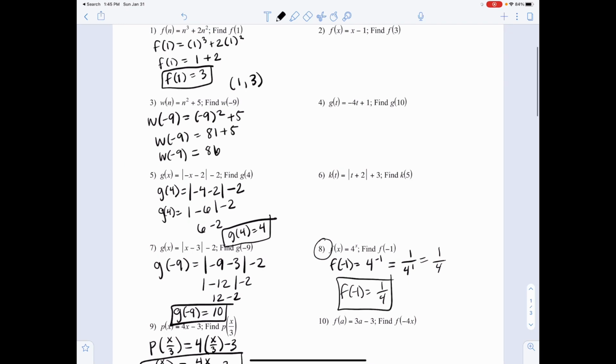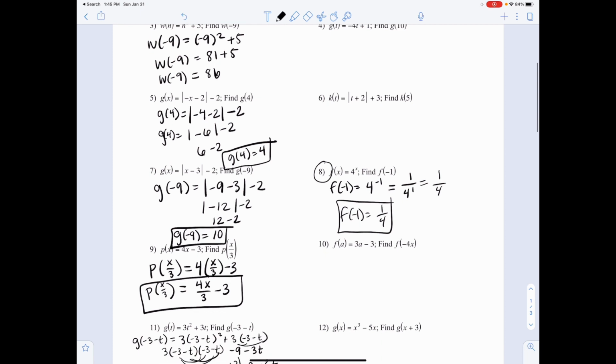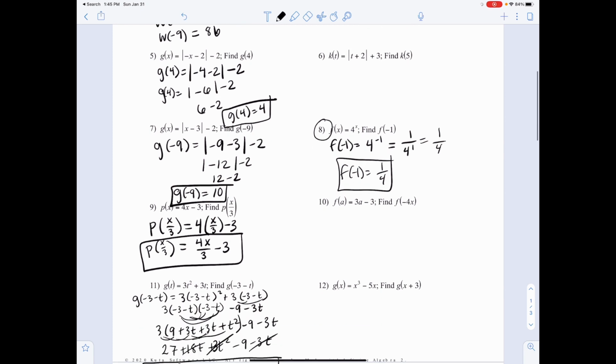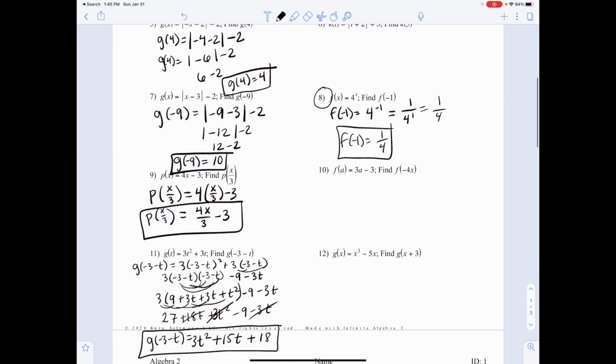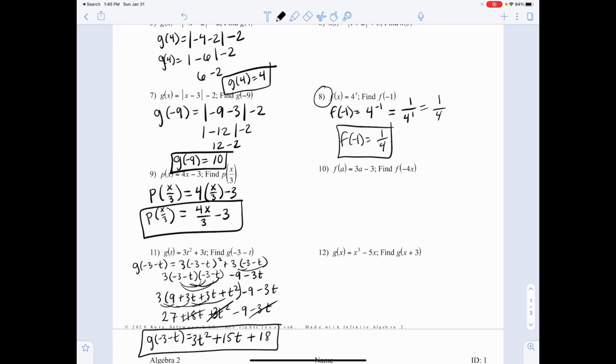Okay, and then there was one other little bit trickier one. You're welcome to do these on your own as well. You can check your work. But I think it's g, so I'll just set up 12. I think I'll just set this one up for you, okay? So instead of g of x, we want g of x plus 3. And then that's x plus 3 cubed minus 5x plus 3.